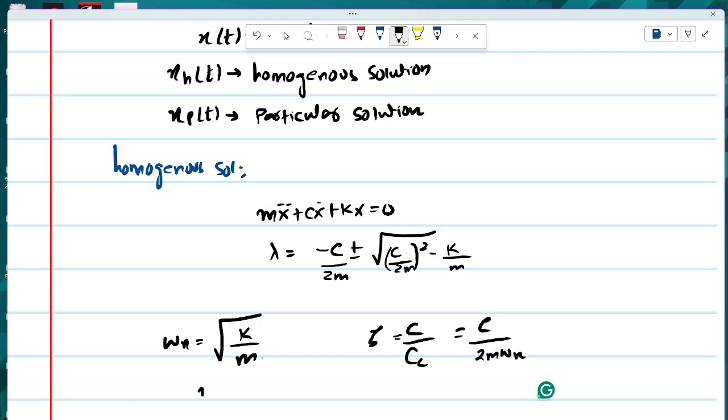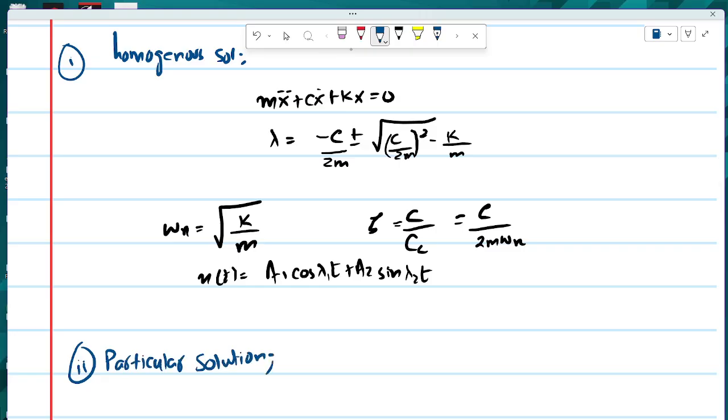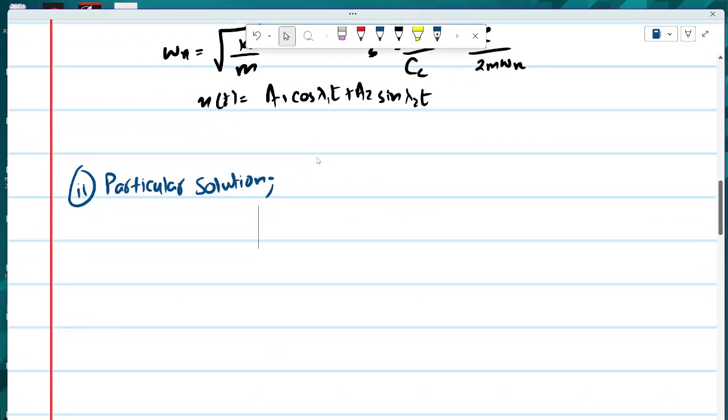We can find the solution of these cases, and at the end we can write x of t as a1 cos of lambda 1 t plus a2 sine of lambda 2 t. That will be our solution for the homogeneous part. Now the second would be the particular solution, and I will discuss what these two represent physically.